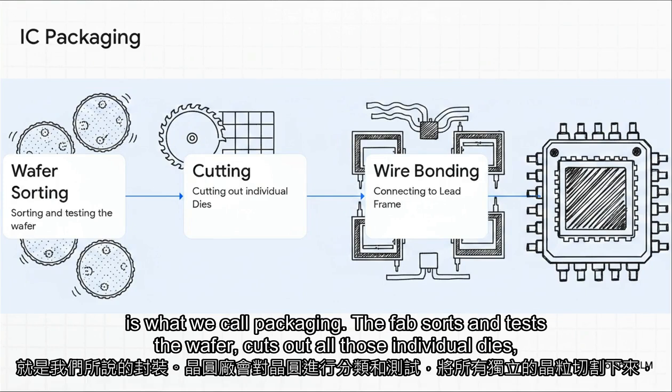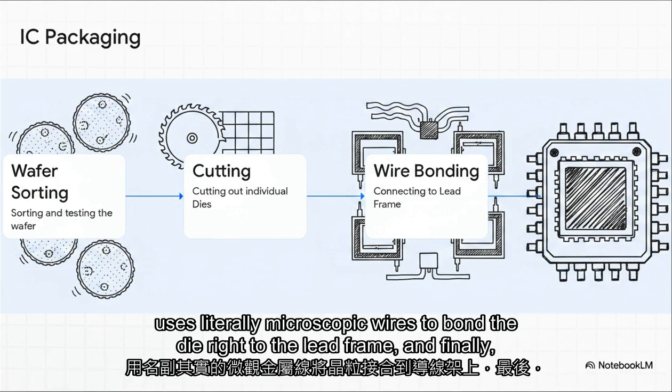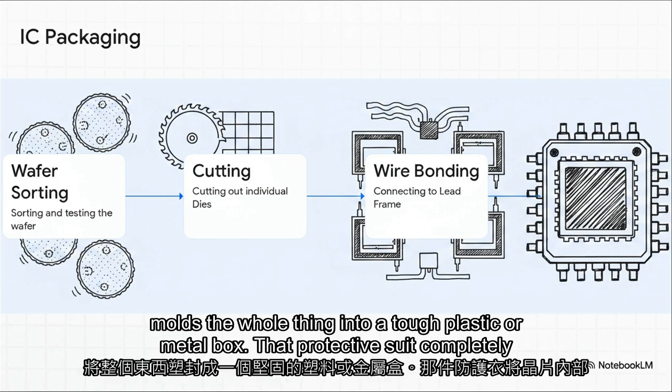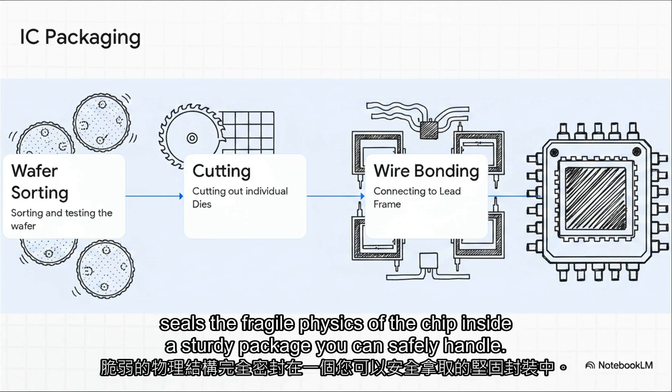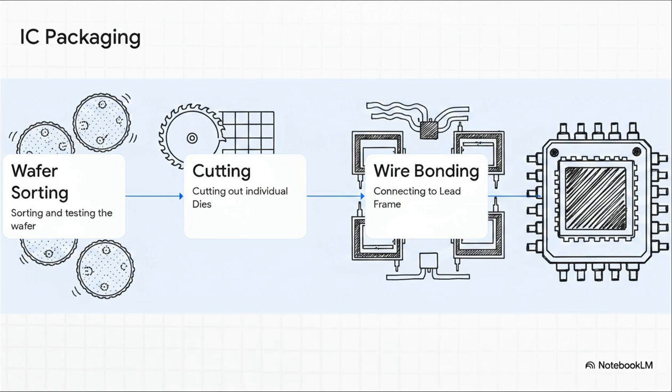The fab sorts and tests the wafer, cuts out all those individual dies, uses literally microscopic wires to bond the die right to the lead frame, and finally molds the whole thing into a tough plastic or metal box. That protective suit completely seals the fragile physics of the chip inside a sturdy package you can safely handle.